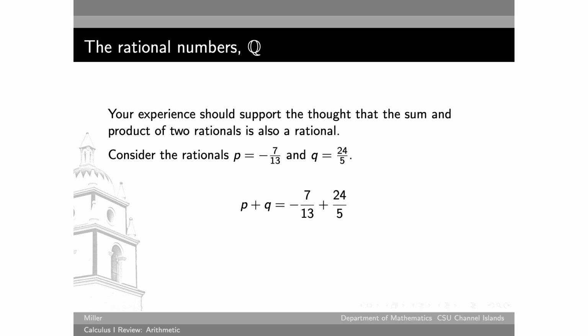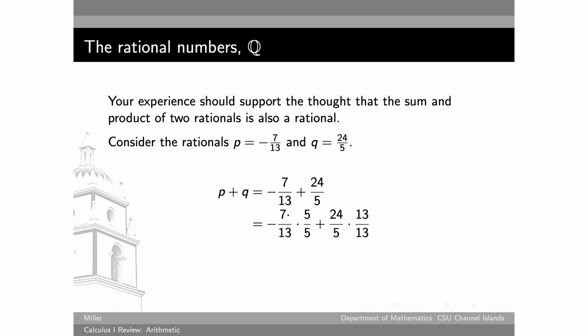When you add two rational numbers, and here I'm using the same rationals, p and q, we know that you need to find a common denominator before you put the numbers together. So here the common denominator we're going to use is 13 times 5. So to change negative 7 over 13 to have a denominator of 13 times 5, we have to multiply the numerator and the denominator both by 5, which is fine. That's just a 1. To convert 24 over 5 to a number that has a denominator of 13 times 5, we need to multiply the numerator and the denominator by 13. So we multiply 24 over 5 by 13 over 13.